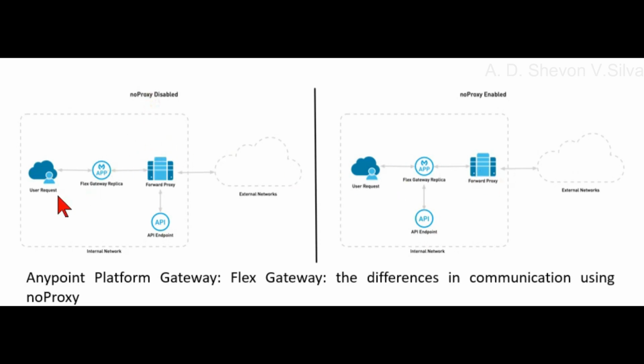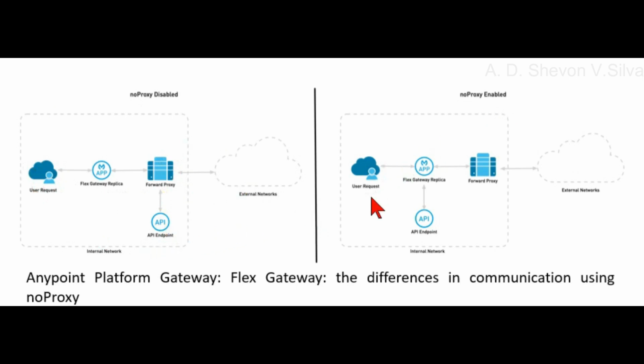Here you can see the user request interacts with the Flex Gateway replica, and the Flex Gateway replica interacts with the forward proxy, which interacts with the API endpoint, and the forward proxy interacts with external networks. Here noProxy is disabled, and the user request, Flex Gateway replica, forward proxy and API endpoint are in the internal network.